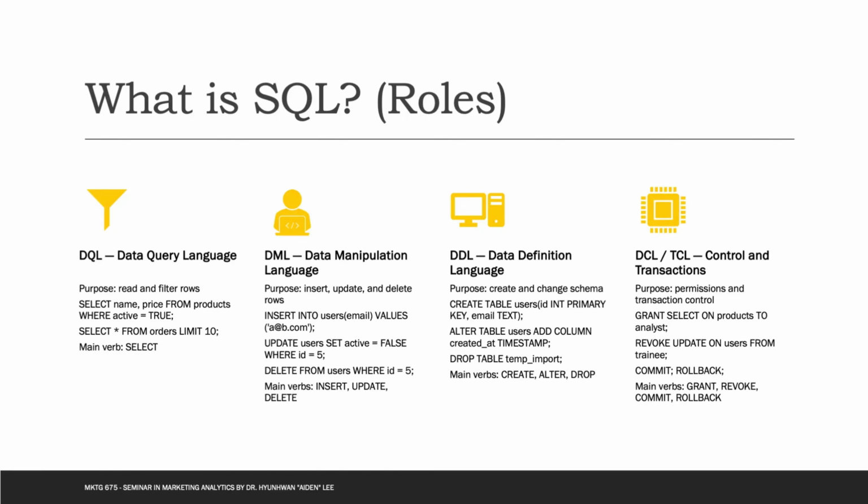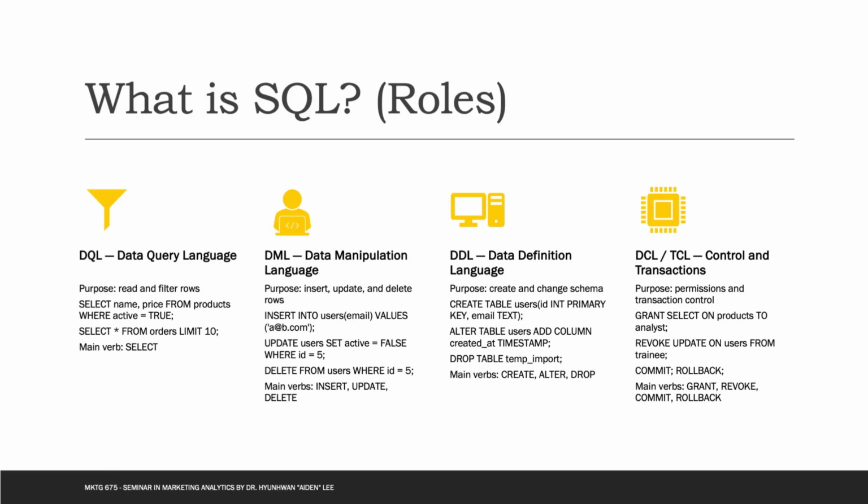Second, DML, Data Manipulation Language. Purpose: insert, update, and delete rows. Examples include insert a new user with an email, update a user to set active equals false where the identification equals 5, and delete from users where the identification equals 5. Safety rule: before any update or delete, run the same where clause as a select to confirm which rows will change.